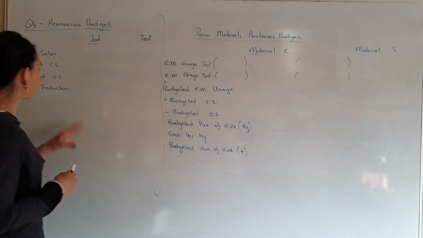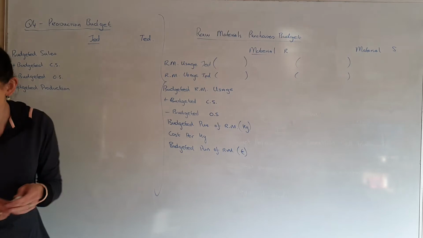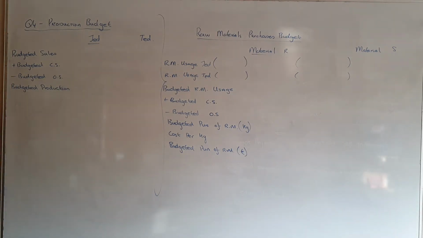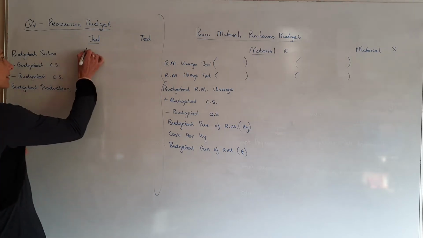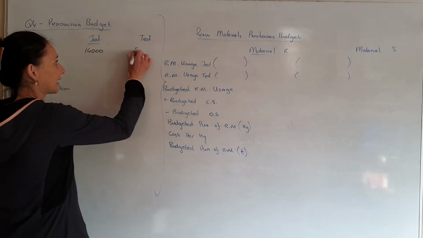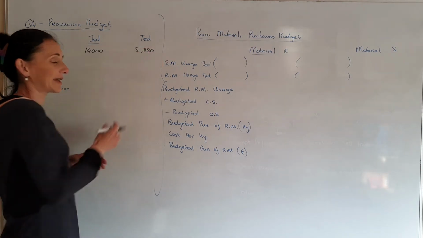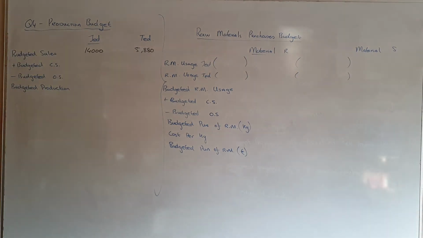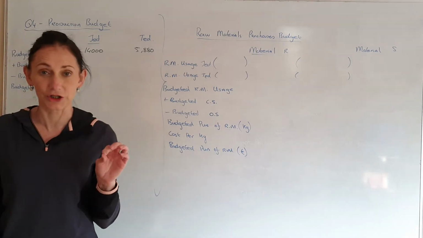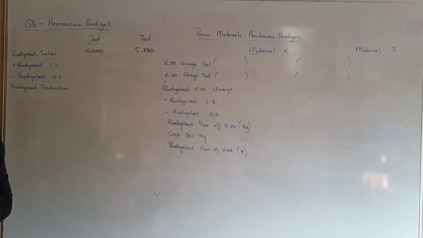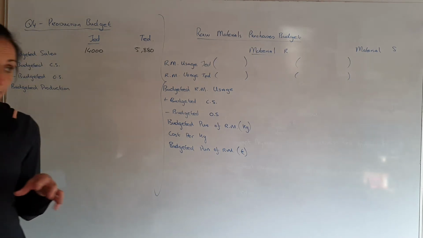Okay, so looking at the question, we're looking at the units. So it says for Jed, you expect to sell 14,000. And then for Ted, it says you expect to sell 5,880. Again, these are in units. So this is what you want to sell, plus you want to have some closing stock. It says always read the introduction, because the introduction will be where you find how to calculate your closing stock. And it says all stocks are to be reduced by 20%.